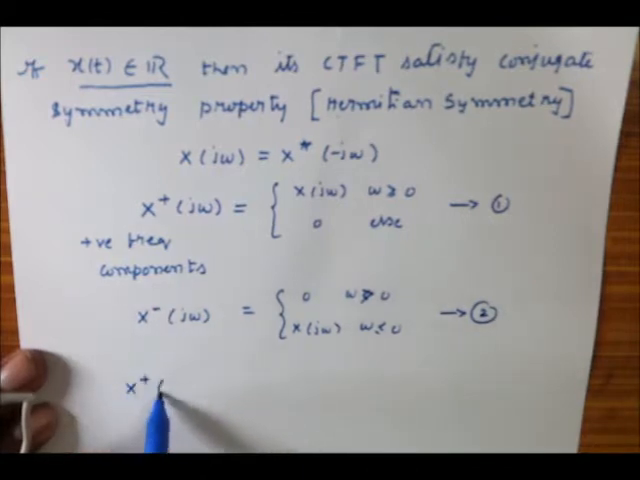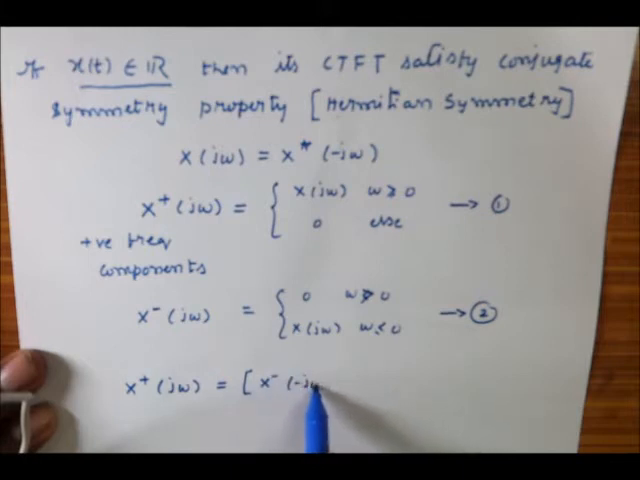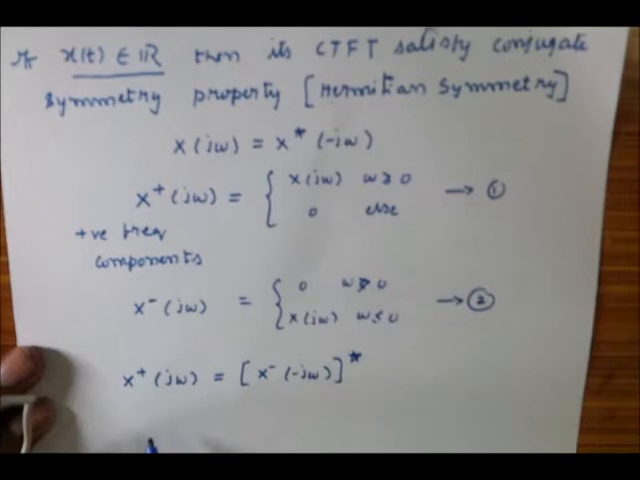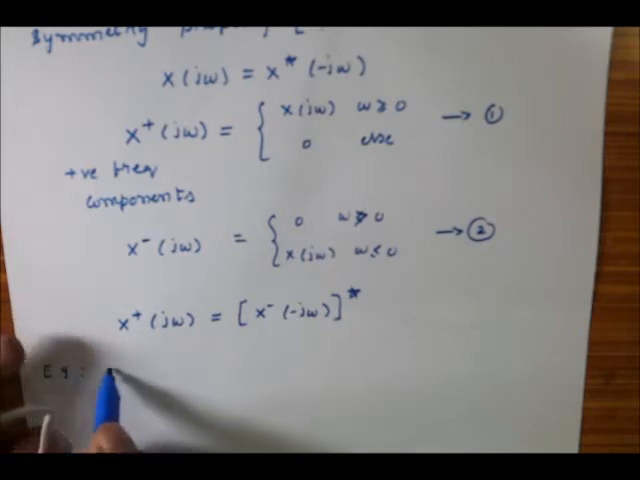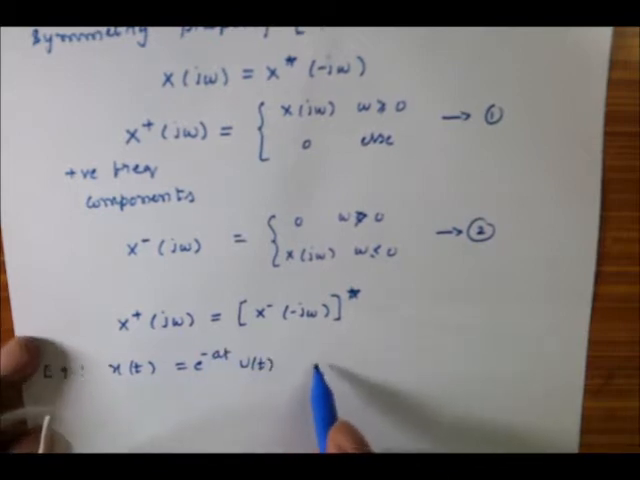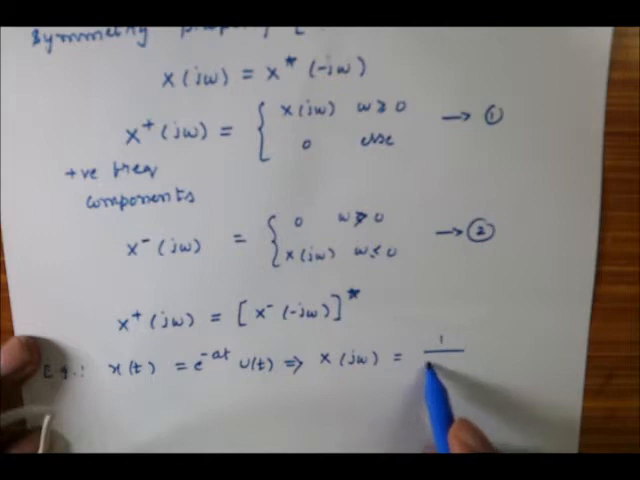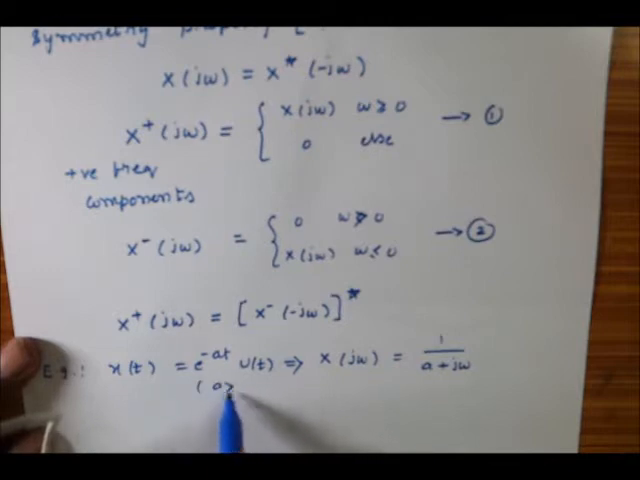If x of t is real, they are related in this form: X plus of j omega will be equal to x minus of minus j omega, whole conjugate. So the two components, positive frequencies and negative frequencies of the Fourier transform of a real signal, are related like this. Let us see this with an example. Take x of t to be e power minus at into u of t. For this, x of j omega will be 1 by a plus j omega. Here we assume that a is a real number greater than 0.